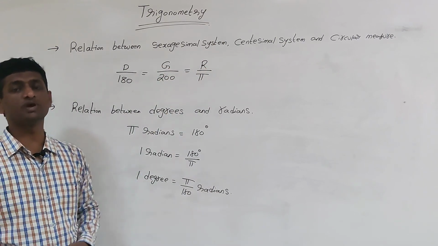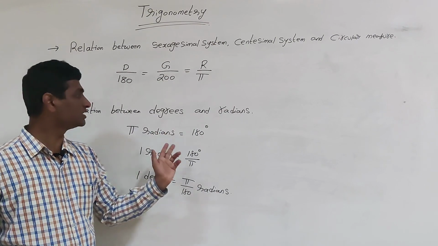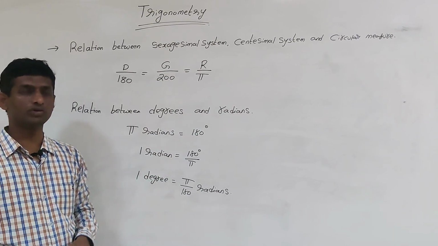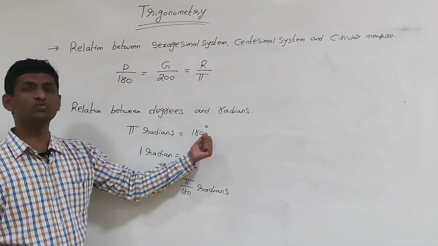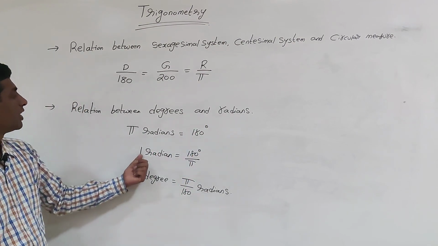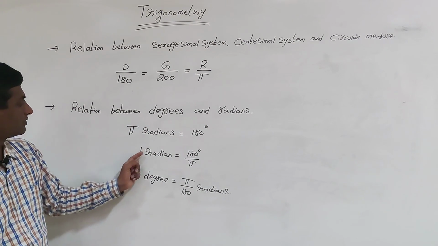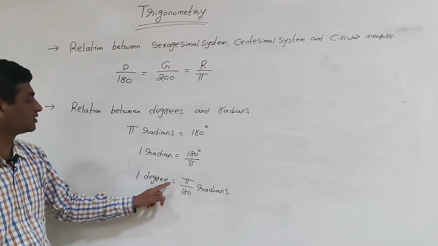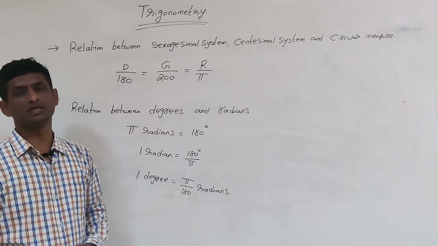And one more relation we have seen, the relationship between degrees and radians, and we have proved also, that pi radians is equal to 180 degrees. This implies 1 radian is equal to 180 degrees by pi, or 1 degree is equal to pi by 180 radians.